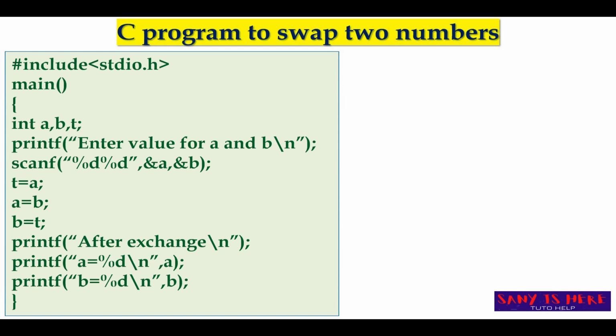As you know, we are including the header file, that is stdio.h, which will help execute the printf and scanf functions, or input output functions. And as usual, you know that there is a main function in every program. Here we are using three variables, A, B and T. All of them are of integer type, that's why we are using the int keyword. As you know, the user should get the message: enter value for A and B. Okay, \n means this will move to the next line.